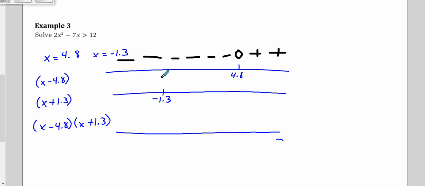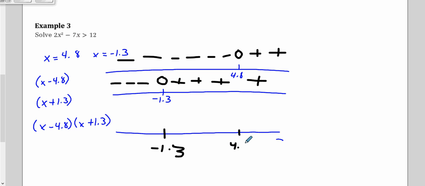For our second factor, at -1.3, this is going to equal 0. So anything greater than that is going to give us a positive value. Okay, and anything less than that would give us a negative value. Now what we need to do is look at both of them together.